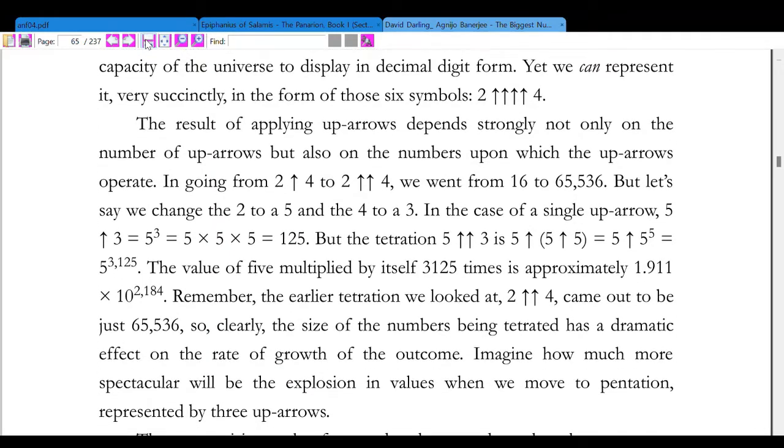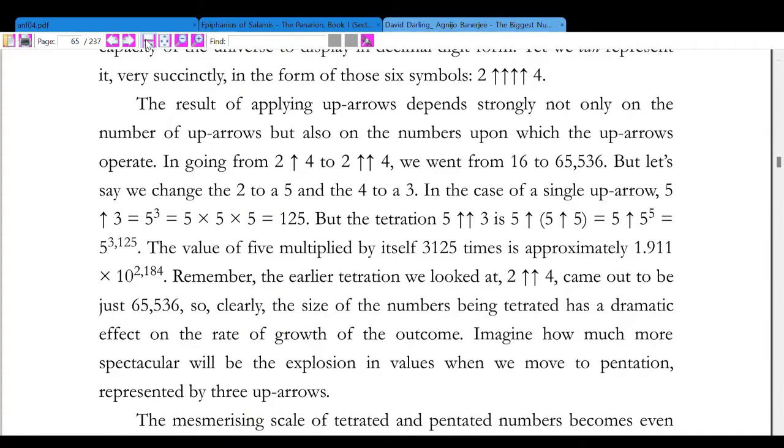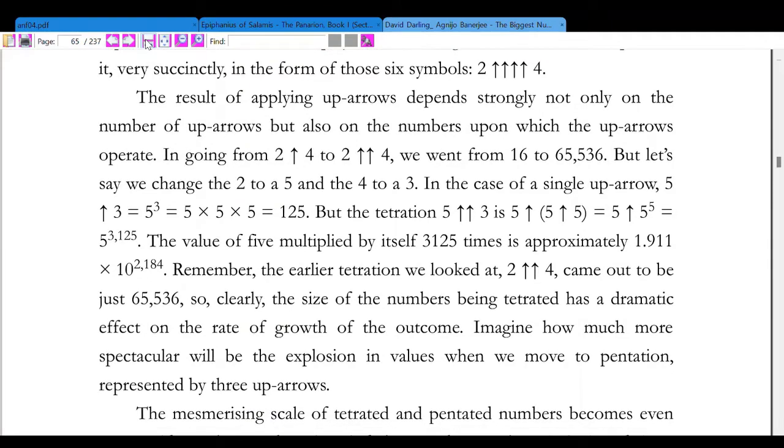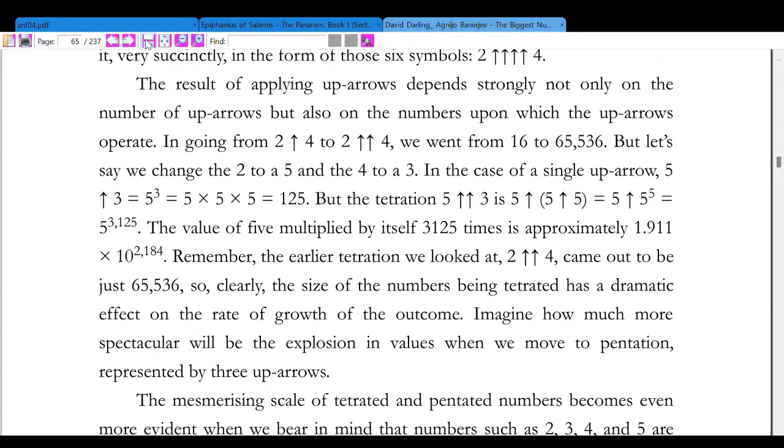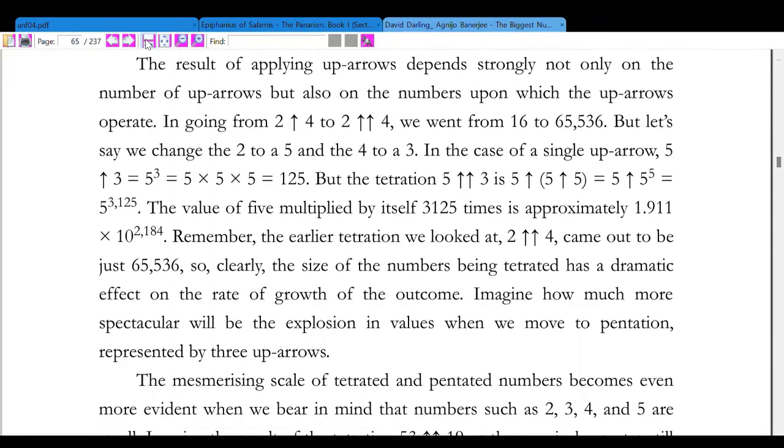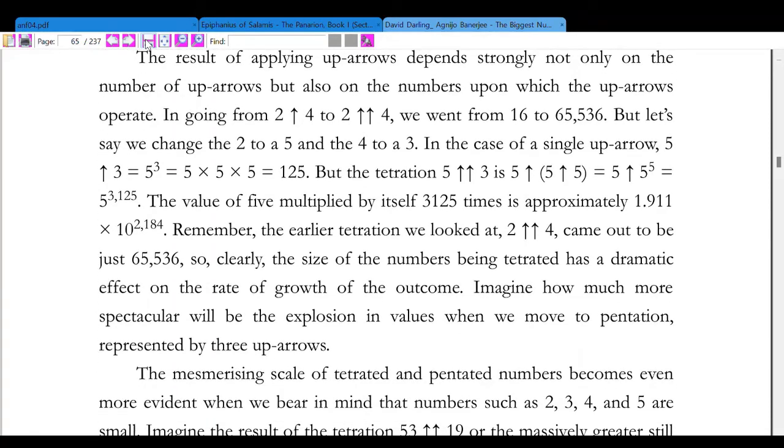The result of applying up arrows depends strongly not only on the number of up arrows but also on the numbers upon which the up arrows operate. In going from 2 up-arrow 3 to 2 up-arrow-arrow 4, we went from 16 to 65,536. But let's say we change the 2 to a 5 and the 4 to a 3.